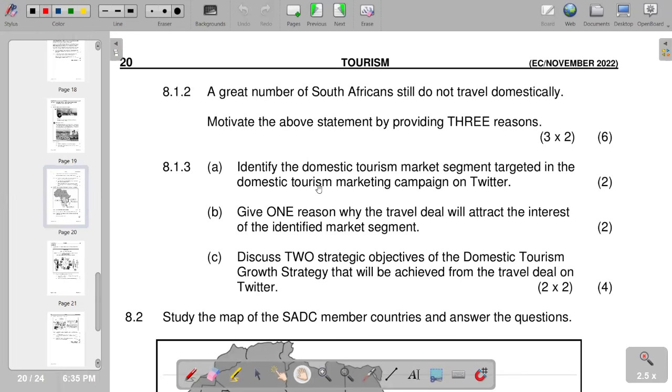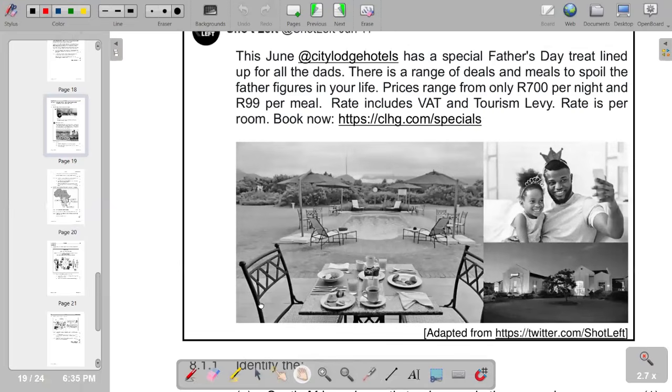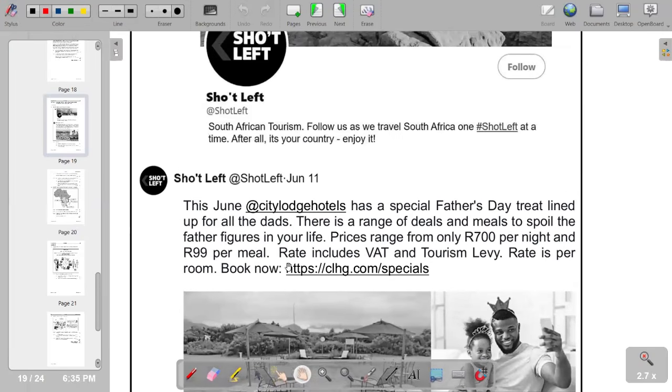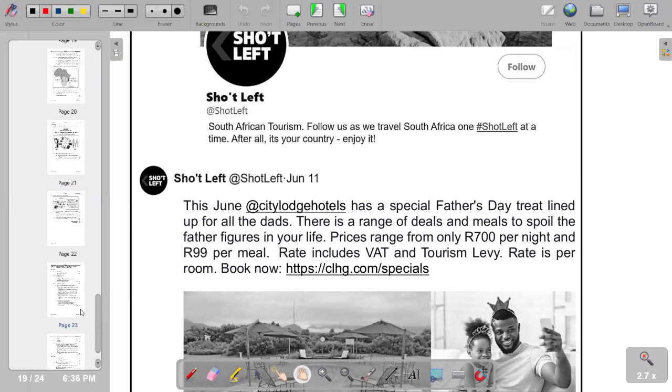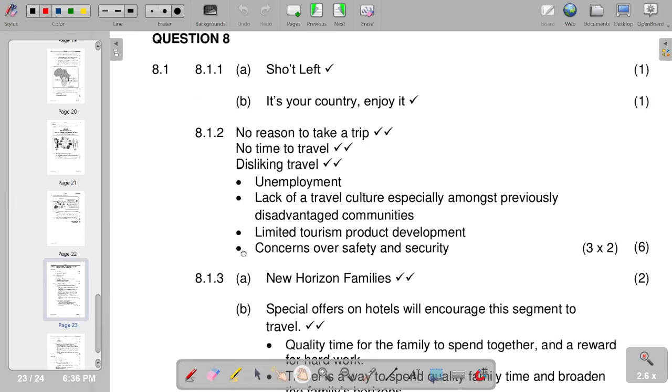8.1.3, identify the domestic tourism market segment targeted in the domestic tourism marketing campaign on Twitter. So obviously, if you go back to the marketing campaign, you would see that it is the New Horizon families. It is the New Horizon families, as indicated in our answer section, at 8.1.3.